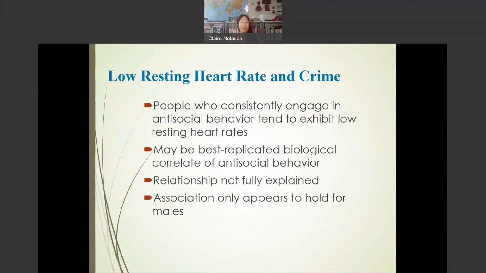Now let's look at the link between low resting heart rate and crime. People who consistently engage in antisocial behavior tend to exhibit low resting heart rates. In fact, this may be the best replicated biological correlate of antisocial behavior. However, the relationship is not fully explained, and the association only appears to hold for males.